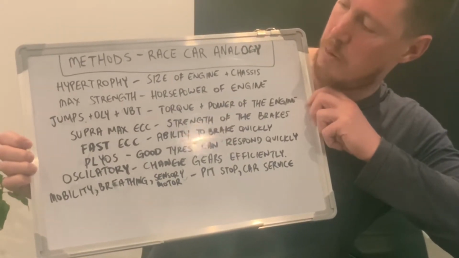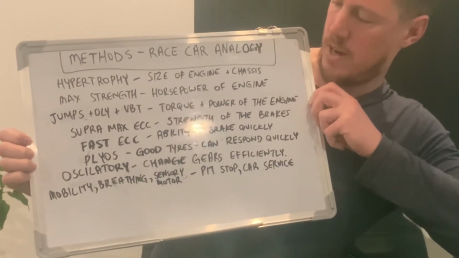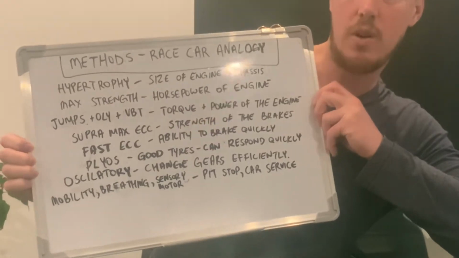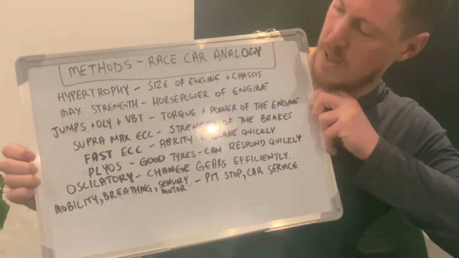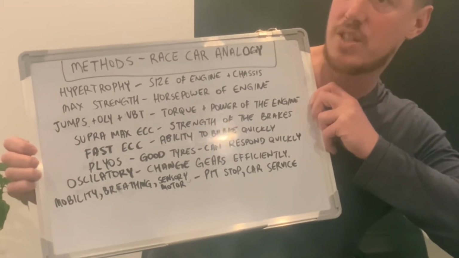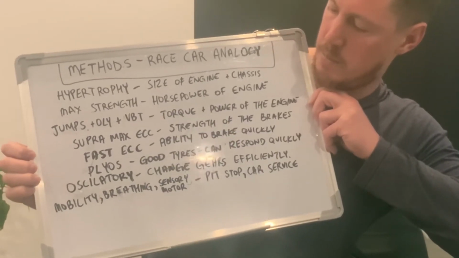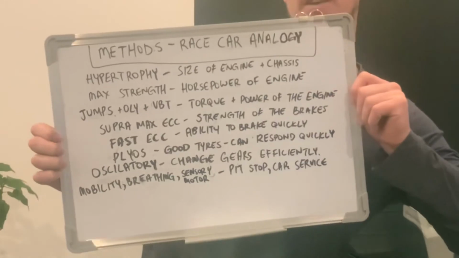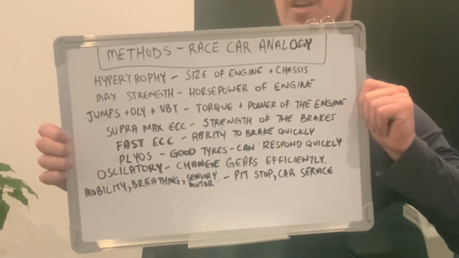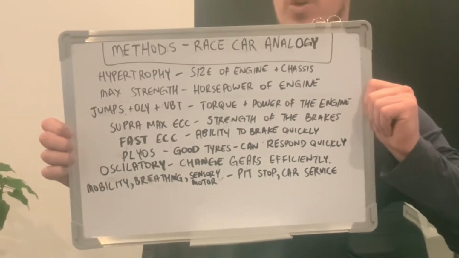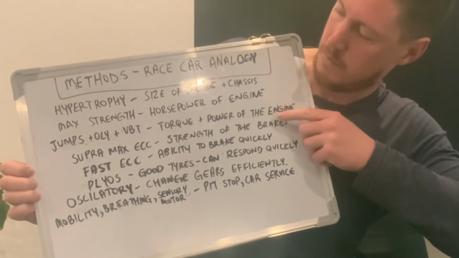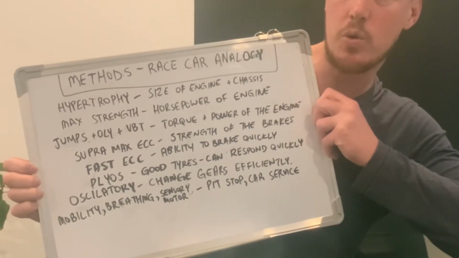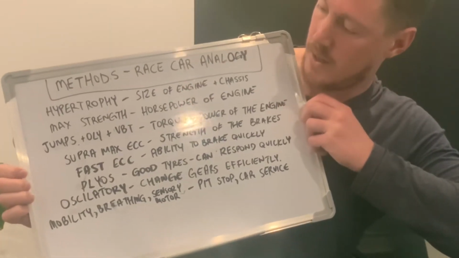Okay, super maximal eccentric. It's the strength of the brakes. Obviously, it makes you more resilient to injury. Things like Nordics. Fast eccentrics, like your drop catch stuff, okay? It's the ability to brake quickly. It means that if we're going into corners, we can reduce speed really quickly, okay? So then you couple that with your speed work here, you can go into corners quickly and you can get out of them quickly, okay?